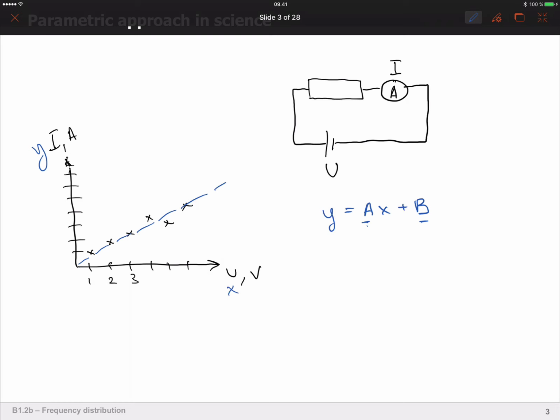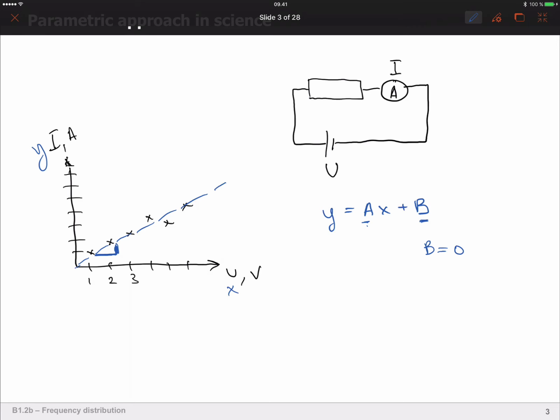And then you can estimate them. The parameter b is where the function crosses the y axis. So if we don't have any voltage in the circuit, what will be the current? Of course, it will be 0. So b equals 0. And then a is the slope. If you take this line and find the slope, it is the ratio between these segments. So a tells you the slope of this line.